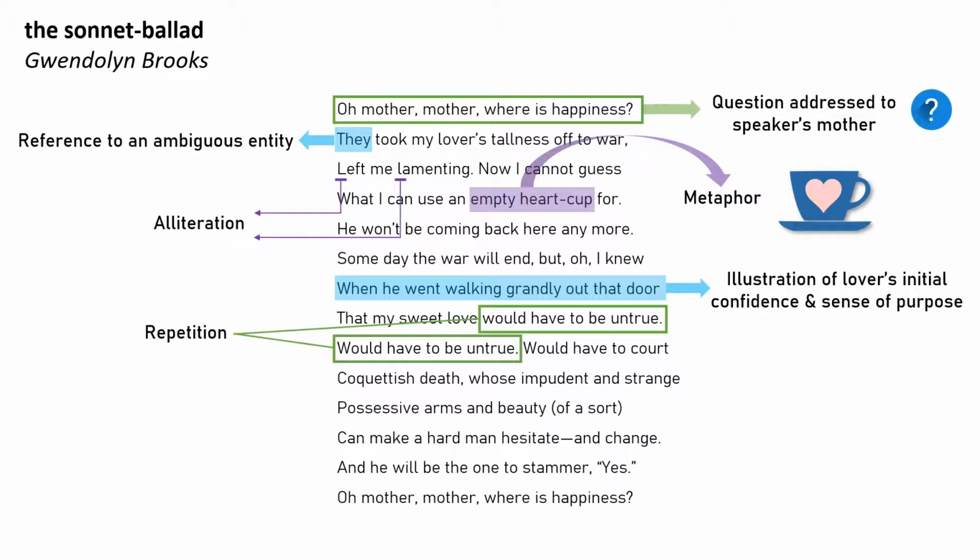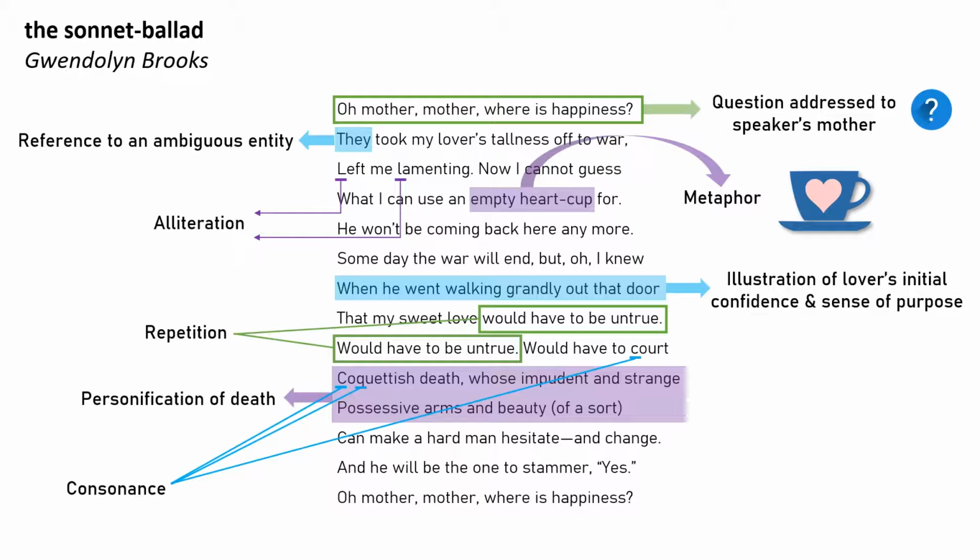The speaker employs consonance, or repeats a hard C consonant, demonstrating her own bitter or resentful attitude towards death, using the words "coquettish" and "court." So these two highlighted lines next personify death as a flirtatious person who seeks to charm the speaker's lover.